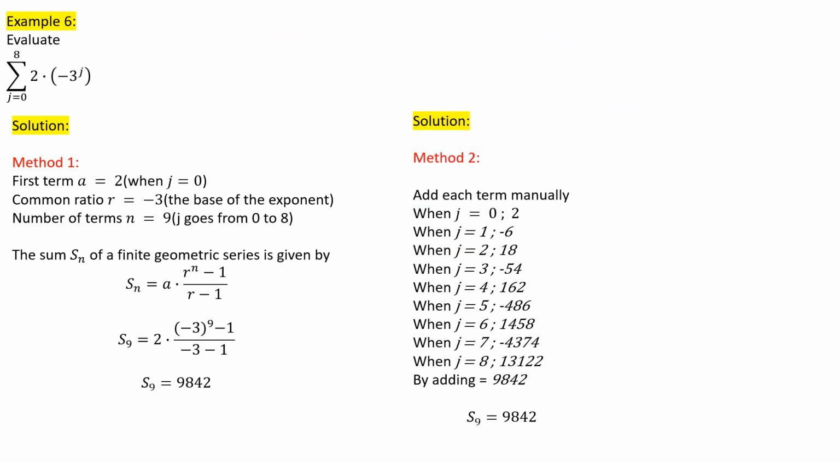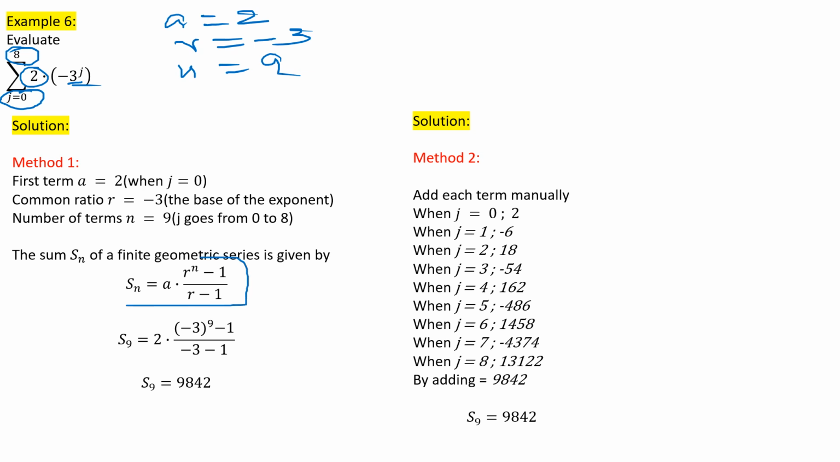Same question here. So here a equal to 2, the common ratio r equal to the base value. Here we have minus 3. Number of terms n starting from 0 to 8, so n equal to 9. Then this is a finite geometric series. So Sn is equal to this formula. If you substitute the a value and r value, you will get 9842. As I said before, you can add each term manually also.